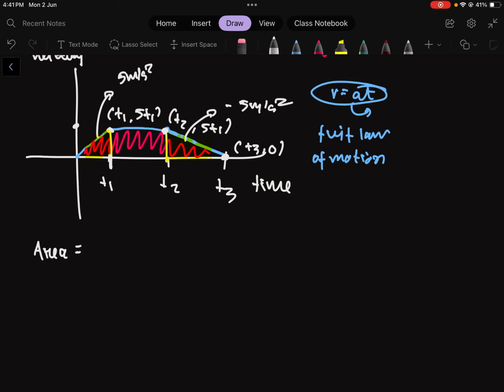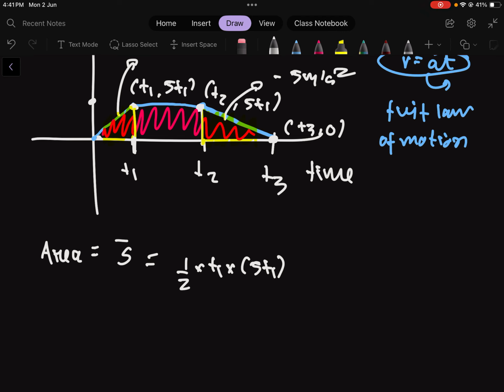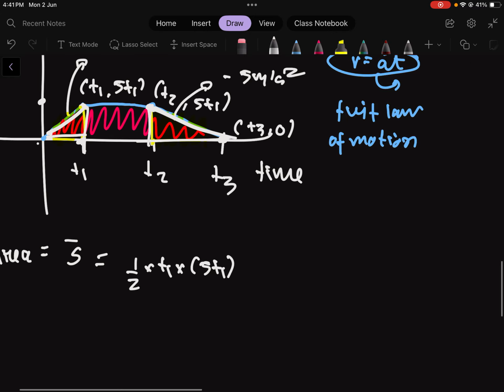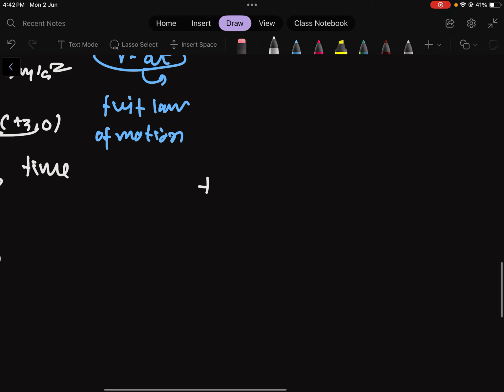So area is nothing but total displacement, which is half into t1 into 5 times t1, the area of the first triangle. But now if you look at it, the area of the first triangle and the area of the second triangle will be the same. They are symmetric, right? Because t1 minus 0 is equal to t3 minus t2. In fact, let's just write it down. This could give us another equation. t1 minus 0 is nothing but t3 minus t2. So t1 plus t2 is nothing but t3, which is 25 seconds.